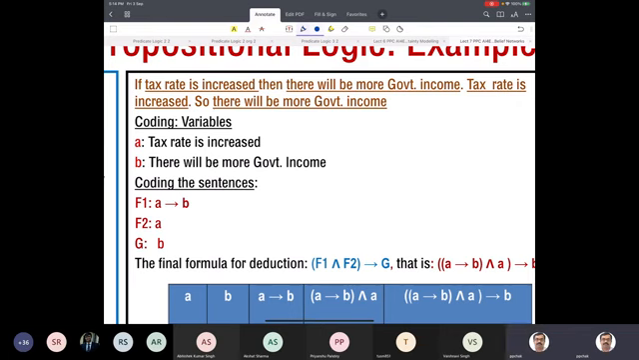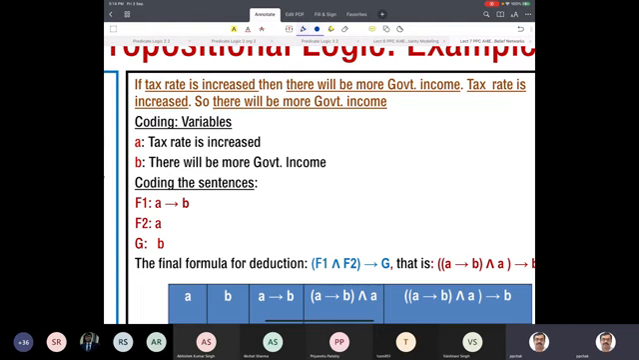If my worldview says, if the tax rate is increased, then there will be more government income, and you're also informed that the tax rate is increased, can you not conclude that there will be more government income? Yes, sir, we can. So this is basic deduction.